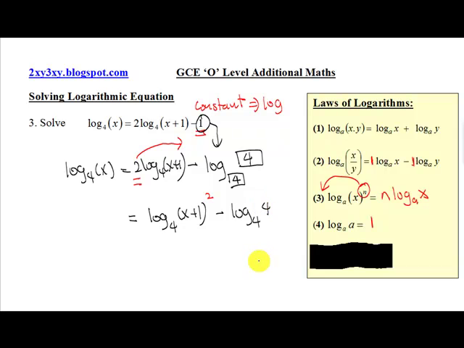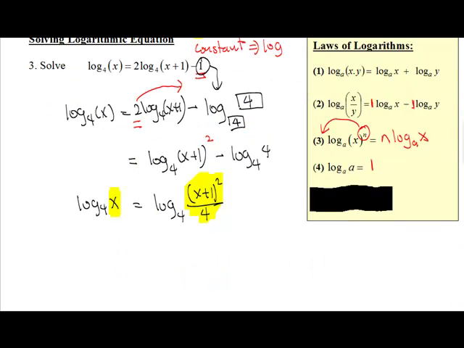Okay. Now we have two logs and they subtract each other. We can apply law number 2. Notice they have the same base, so we can apply law number 2. We take this expression, divide by this expression. Let me copy down this expression here. So we can conclude that x must be equal to x plus 1 squared divided by 4. Therefore, x is equal to x plus 1 squared divided by 4.